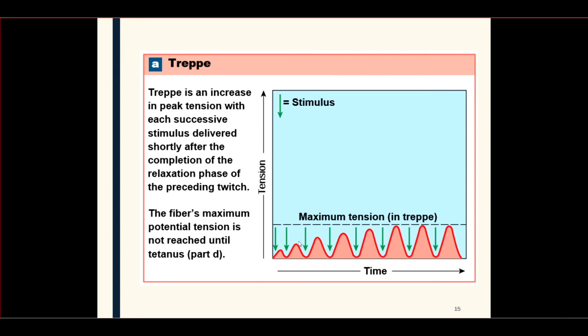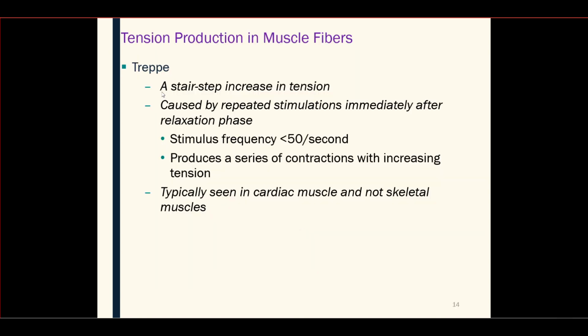Right? So this is what we call treppe. Right? It's a stair step increase in tension. It's caused by repeated stimulations, highlight right here, immediately after relaxation phase. And you'll notice the frequency of stimulation is probably less than 50 stimulations per second. So this produces a series of contractions with increasing tension, but at some point it levels out. We never get to 100% tension, right? We only get maybe a quarter of the way up, all the way.